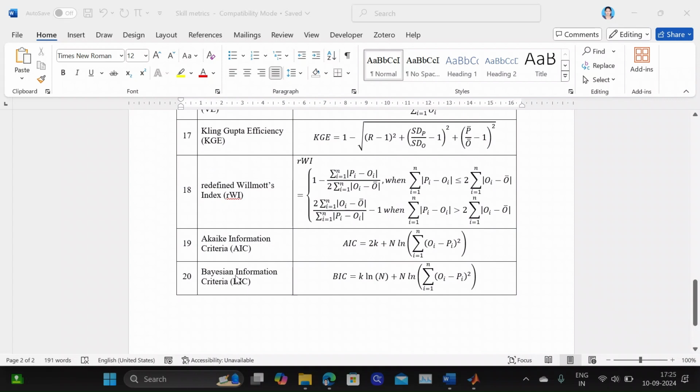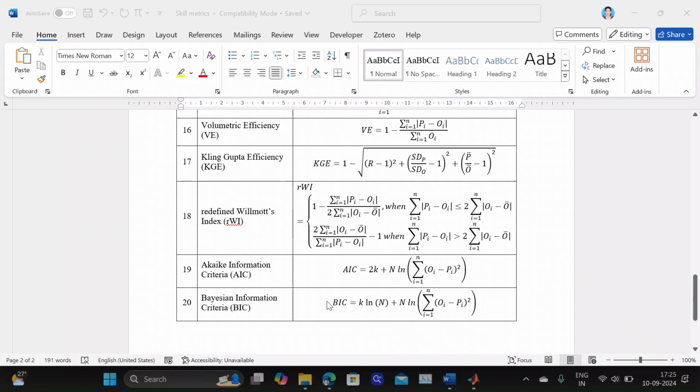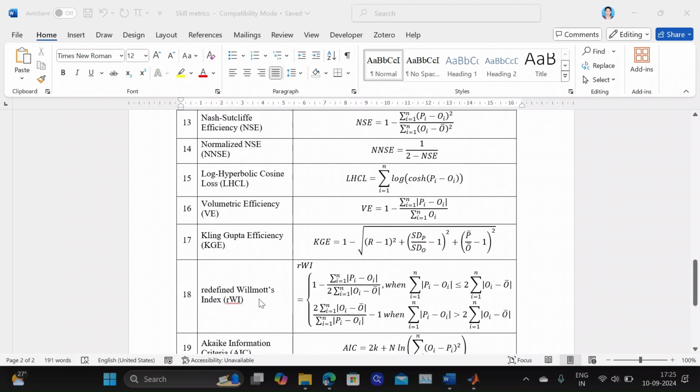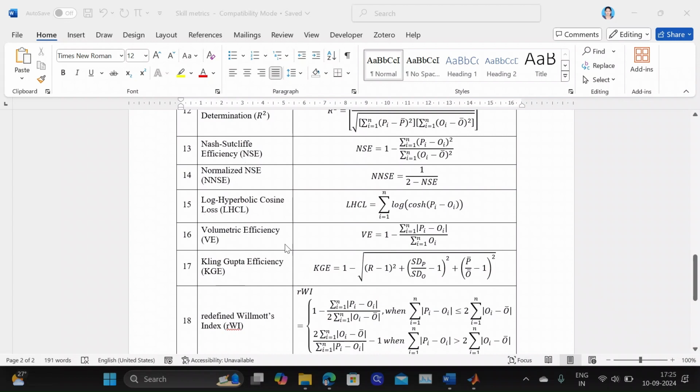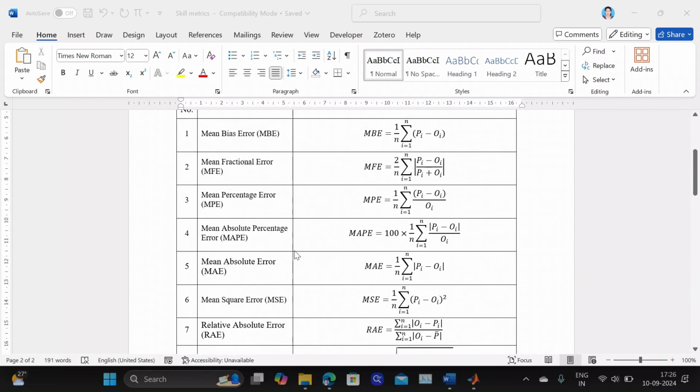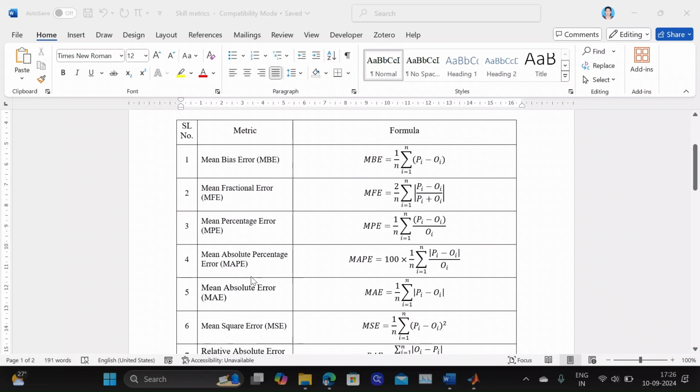The next metrics are of information criteria. Akaike information criteria takes the form 2k, where k is the number of parameters used to model, plus n, that is the total number of observations, times the natural log of the summation from i equal to 1 to n of (y minus pi) whole square. And for Bayesian information criteria, it is k ln n plus n ln of the summation from i equal to 1 to n of (y minus pi) whole square. So these are the information criteria metrics, and the last metrics are of an index, whereas the initial metrics I mentioned are kind of error metrics.